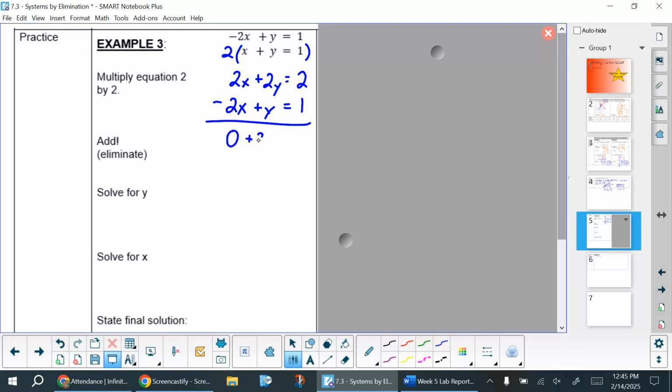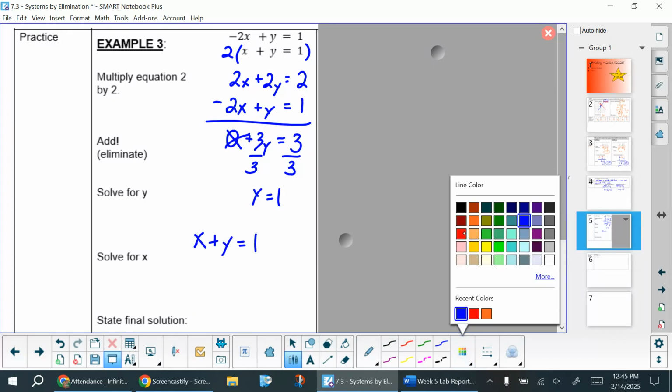2y and y makes 3y. 2 and 1 makes 3. Now I can solve by dividing by 3, and I get y equals 1. Then I can pick any of the equations I have to solve for x. I'm going to pick this x plus y equals 1. Just going to pick the one that looks like it's going to be the simplest.